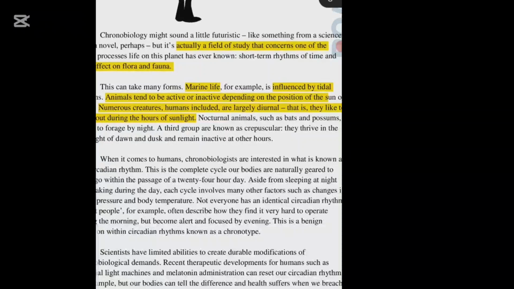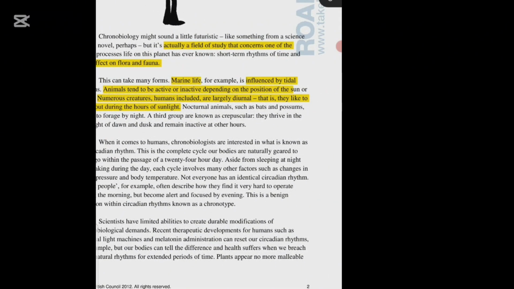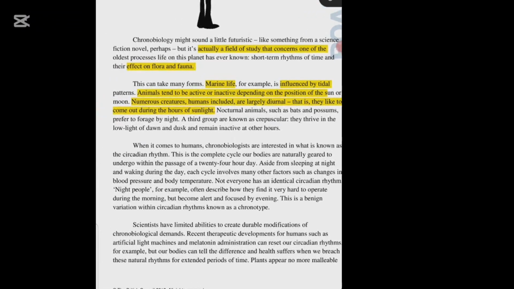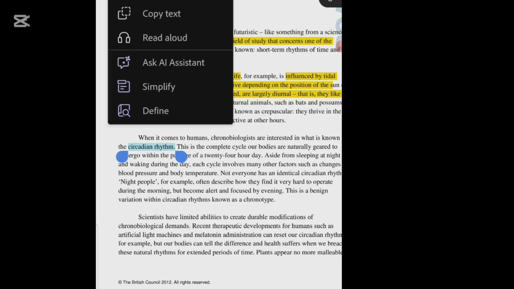It is obviously a quick scan, because the word circadian rhythm cannot possibly be rephrased to anything else. That is a scientific concept, and you don't often have scientific concepts rephrased in texts, right? So we don't have that in that paragraph anymore. The next paragraph, I can see it right in the beginning of the third paragraph. When it comes to humans, chronobiologists are interested in what is known as circadian rhythm. Remember, circadian rhythm refers to how we do different things on different days.